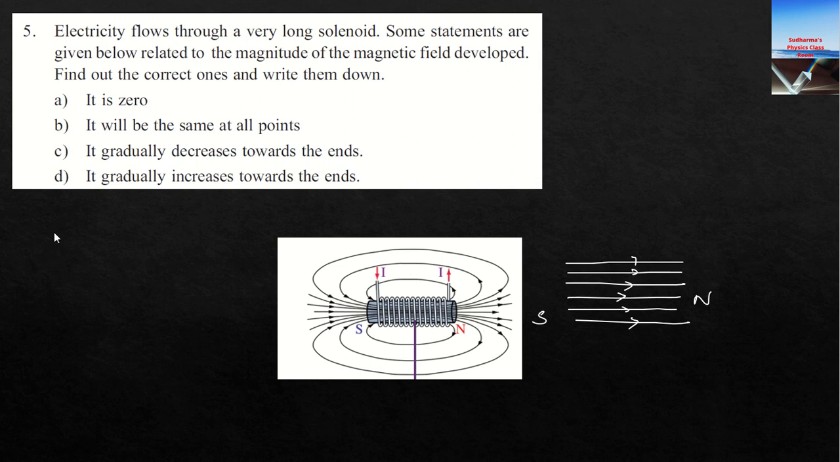Uniform magnetic field means the magnetic field is going to be the same at all the points. But when you look at this figure, outside it is different. Mainly when we talk about the solenoid's magnetic field, it is surrounding that, right? Through the solenoid, what is the magnetic field? We can say that it is the same. It will be the same at all the points. It's a uniform magnetic field. Okay.